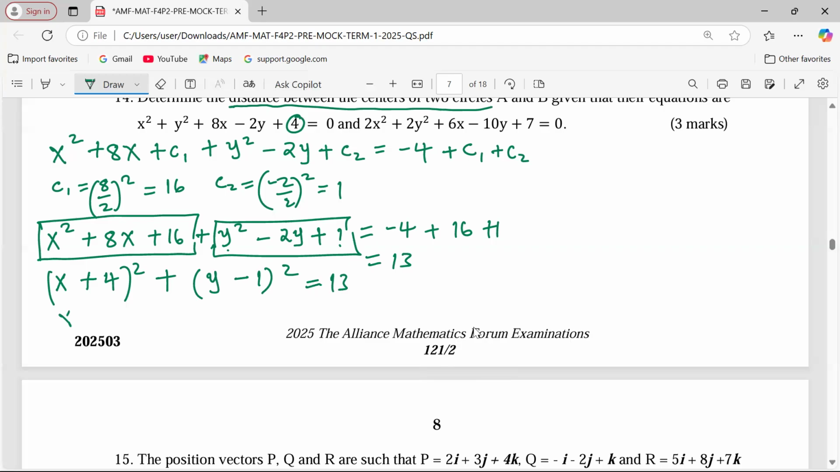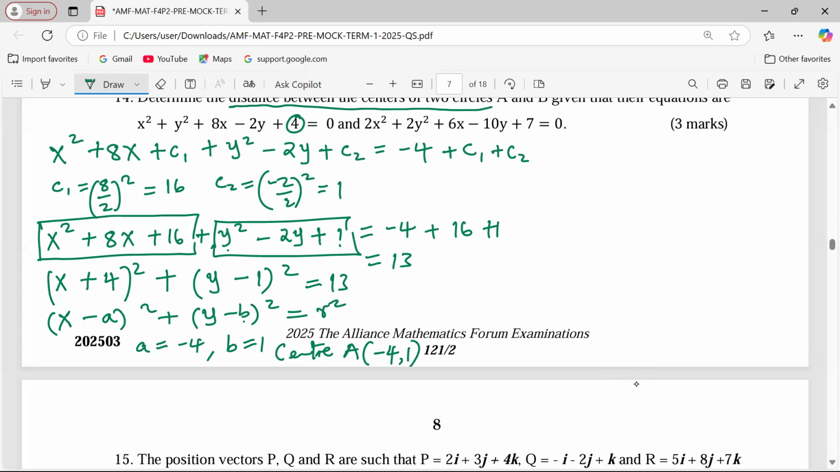We know that x minus a squared plus y minus b squared should give us radius squared. This is the general equation of a circle. And if this is the general equation of a circle, whereby center is (a, b), then we can say negative a is the same as 4. Therefore, a is -4. Negative b is the same as -1. Negative b equals -1. Therefore, b is 1. Therefore, the center of circle A is (-4, 1). Good.